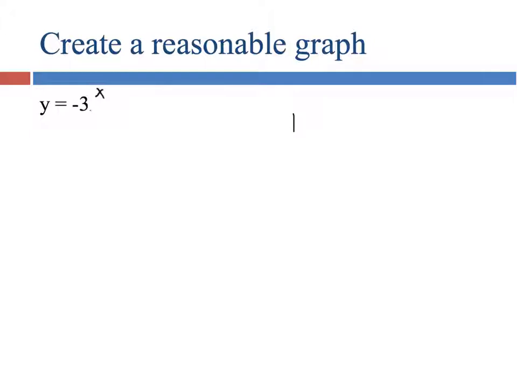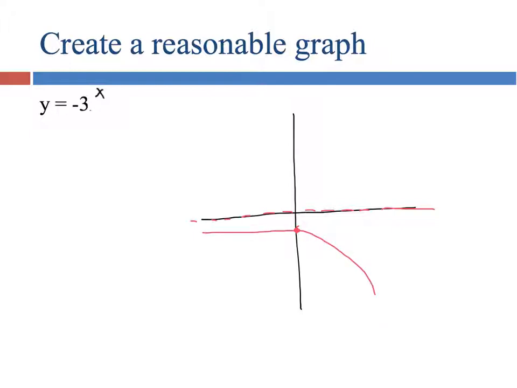Y equals negative 3 to the x. Think about the type of transformation that will occur with this one. The negative on the outside of the function is going to reflect our graph over the x-axis, not adjusting the horizontal asymptote, but rather making our y-intercept at (0, -1), and giving us a shape something like this.